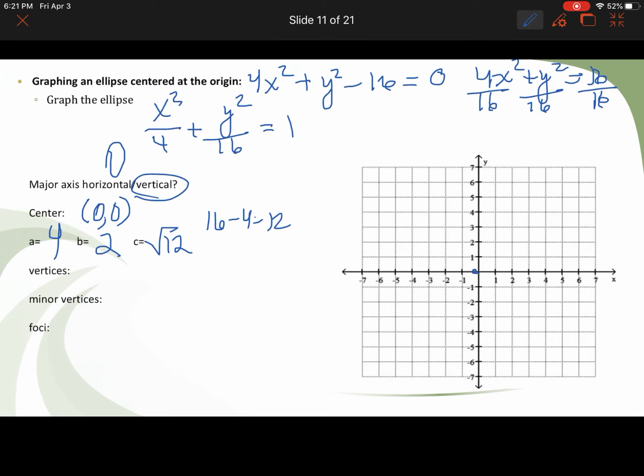All right, so let's graph what we have so far. We have the center. We know it's going up and down, so if I go up 4 and down 4, that's my A. That gives me my vertices, right? And if I go over 2 the other direction and negative 2, those give me my minor axis. And that's what the graph looks like. Sorry, that could have been better.